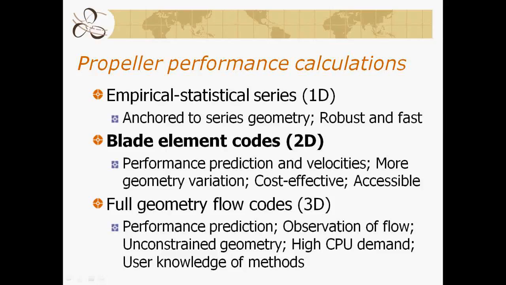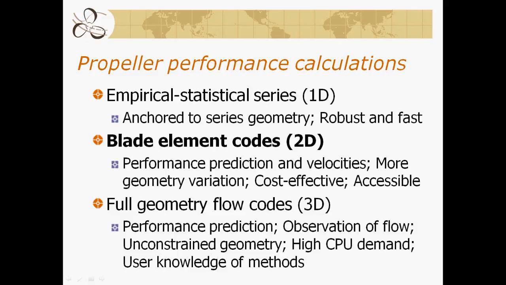And just to summarize the three and where PropElements sits in this, the empirical-statistical series, the lowest order, is anchored to a series geometry, B series for example. It is robust and very, very fast, of course. Now, blade element codes, PropElements, we can extend the kinds of performance prediction into the prediction of velocities and volumetric flow rates. We have a greater variation in the geometry that we can model. It's still very cost effective and still accessible to any user.